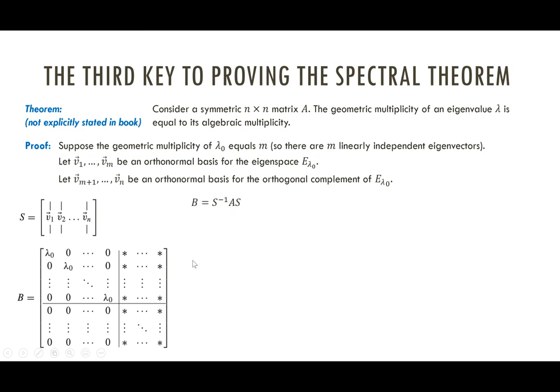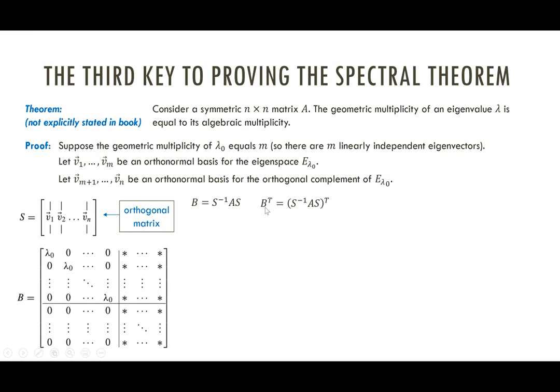And then one thing to notice is that this S is an orthogonal matrix, because we took our eigenspace, found an orthonormal basis for it, and then took the orthogonal complement. So just by definition, the space that's orthogonal, and we found an orthonormal basis for that. So yes, indeed, this matrix S is orthogonal.